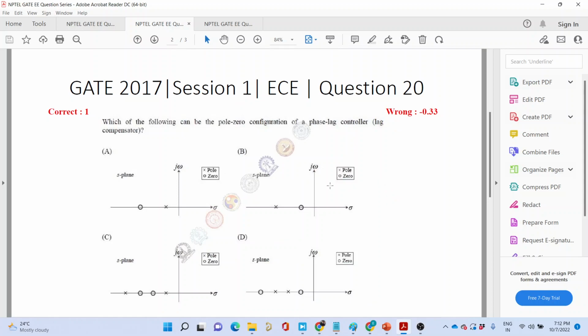Getting my point? When a zero is near the origin, then the effect of zero is more predominant as compared to the pole. When a pole is closer to the j omega axis, then the pole is more dominant as compared to zero. Why am I saying this? The pole is more dominant. When a pole is closer to the origin, I am saying it is more dominant. Why am I saying this? It governs the response. Why?